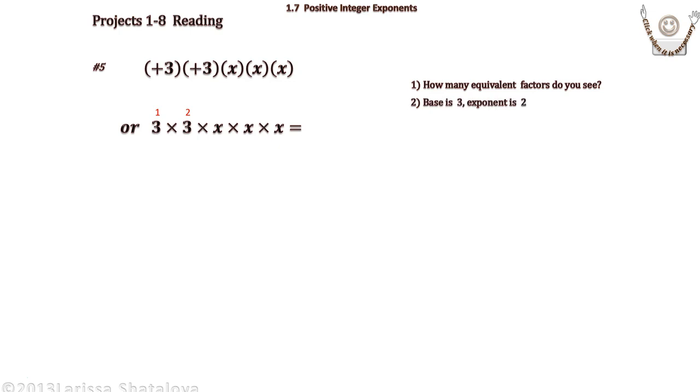3 is a base and exponent is 2. And then x we can see as a factor 3 times. So base is x and exponent is 3. How to read this? Positive 3 square times x cube.